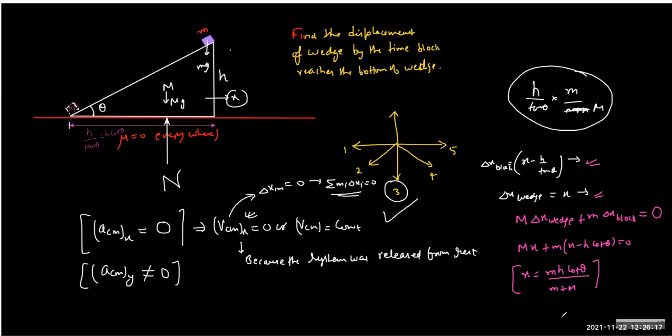Sir, but they both are moving in different directions, so there will be a minus sign. No? Okay, no, so I have taken the right movement. You can take a left, that's okay. So if you want to take the left value, you write this as h cot theta minus x.